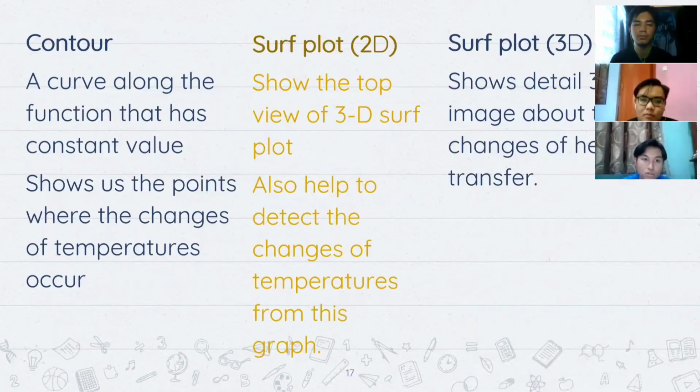For the contour, which is at subplot 3.1, it is a curve along which the function has a constant value. It shows us the points where the changes of temperature occur. Then the second graph in the figure is the surfplot 2D. It shows the top view of the 3D surfplot. It also helps to detect the changes of temperature from this graph. And lastly, the surfplot 3D will show the detail in a 3D image about the changes of heat transfer.